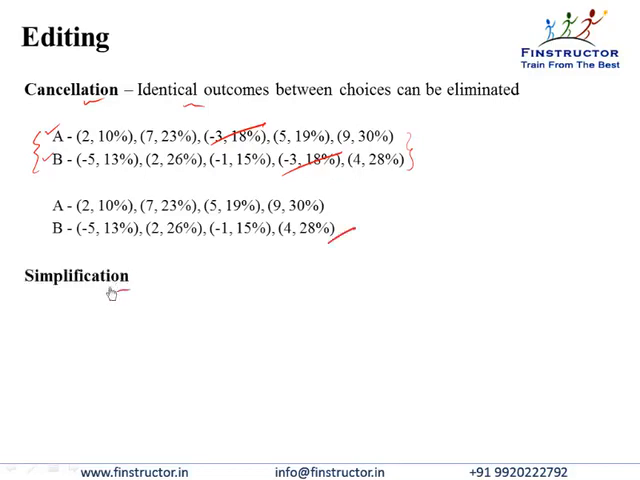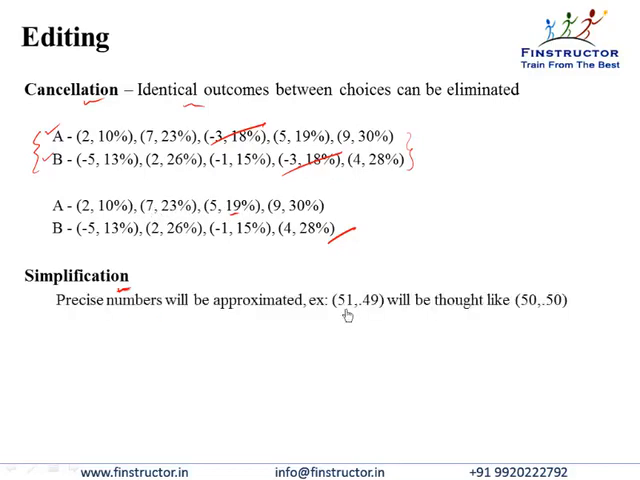The next stage is called simplification. In simplification, prospect theory simply says that exact probabilities will get approximated. So a 19% chance of getting $5 or a 23% chance of getting $7 can be approximated as a 20% chance, or an equal chance, of getting $5 or $7. Or a 49% chance of getting $51 will be thought of as 50-50, because in our brains we are not so precise to the second decimal point.